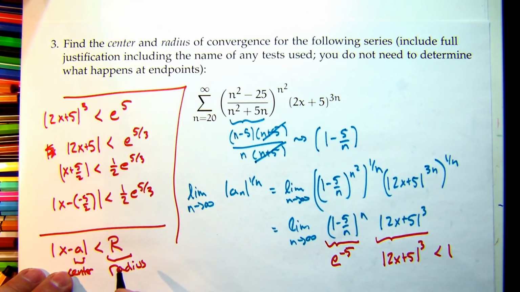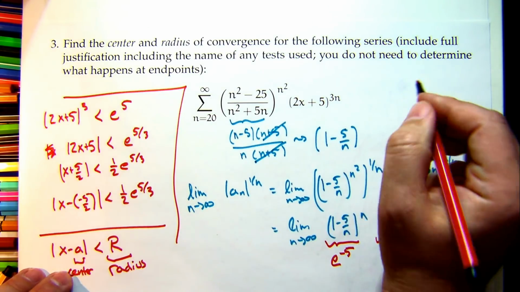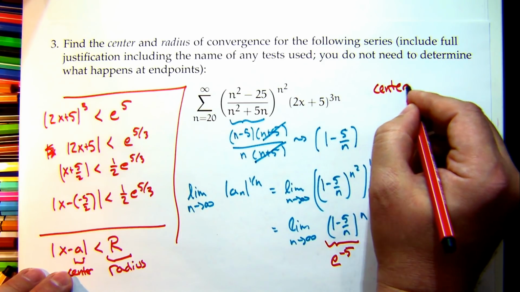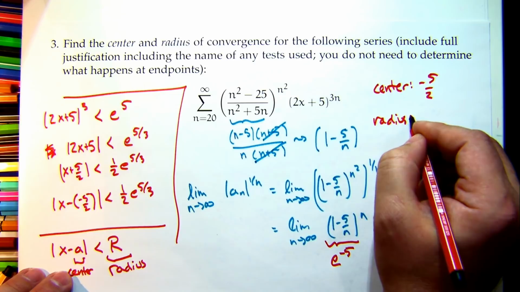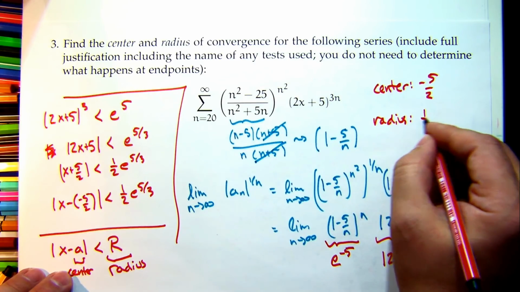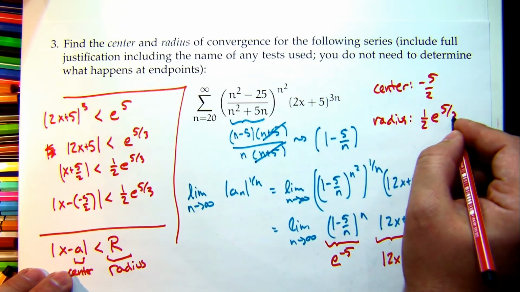And now I read off my answer. Center, negative 5 halves. Radius, 1/2 e to the 5 thirds.